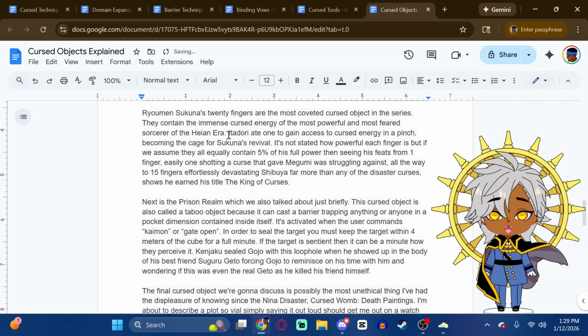So Sukuna was, like I said, the most feared cursed energy user of the Heian era. Originally he was a sorcerer, and after his alleged death he did end up becoming a cursed spirit, unfortunately.